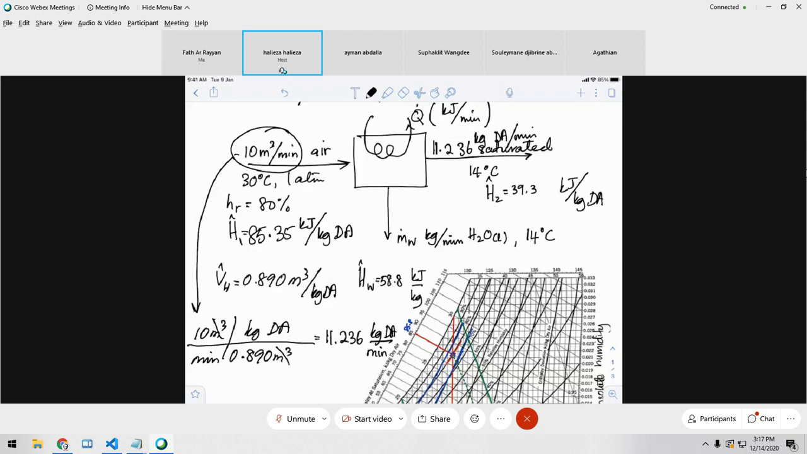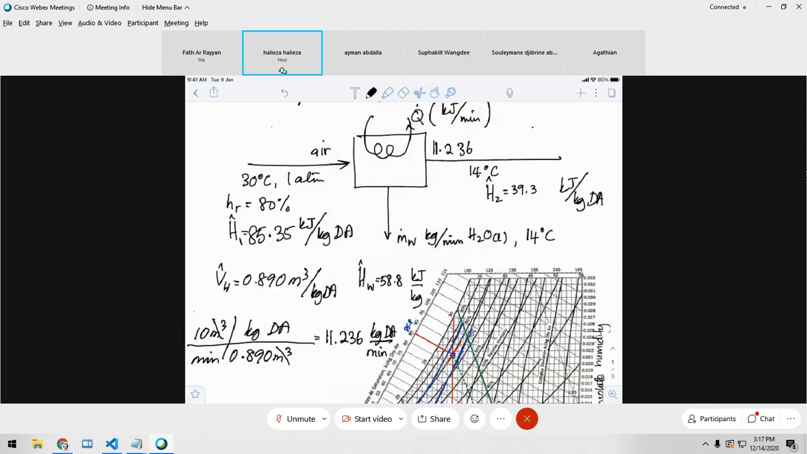Let me tidy up. I need to tidy up. Okay. I'm going to erase this, erase that, erase this, and erase this. Okay, so now that's better.